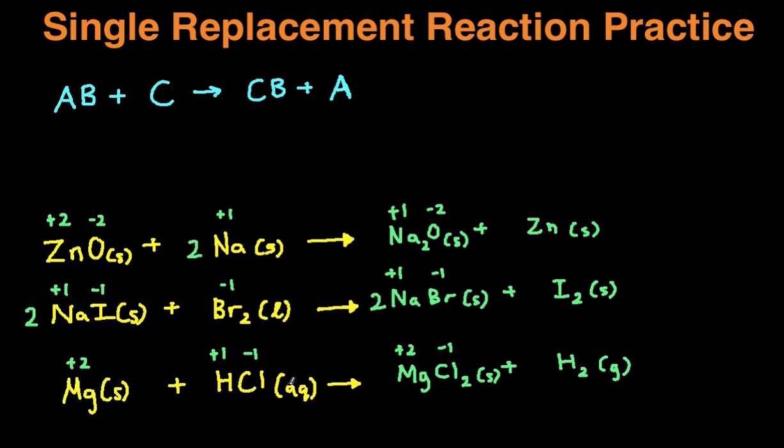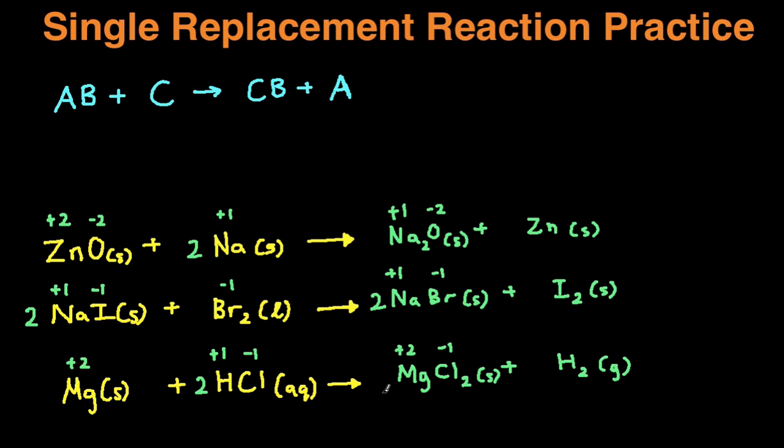Then lastly, we balance the chemical reaction. We have 2 hydrogens, so I'm going to need to put a 2 in front of the HCl, and then by doing that, all the other elements are balanced as well. So that's it. We worked through 3 example problems. Hopefully that made some sense.